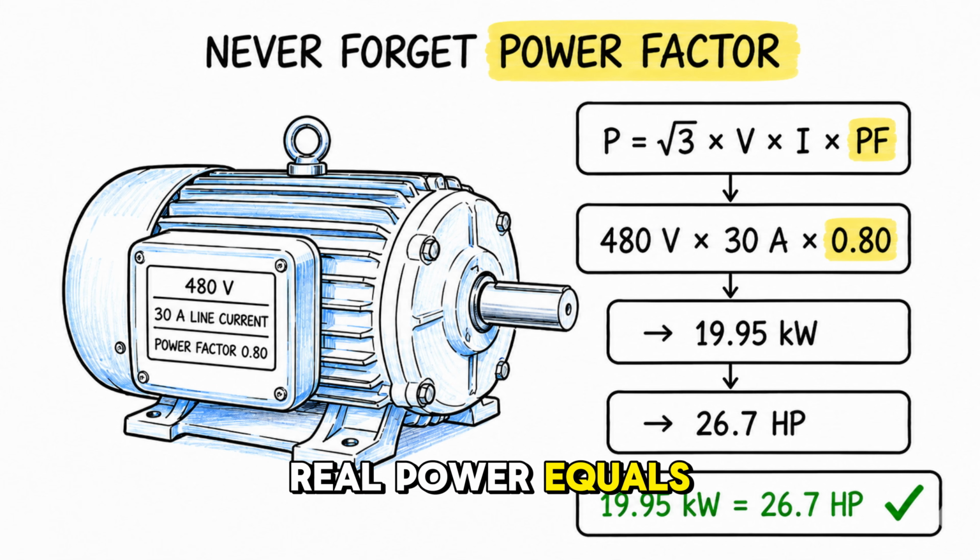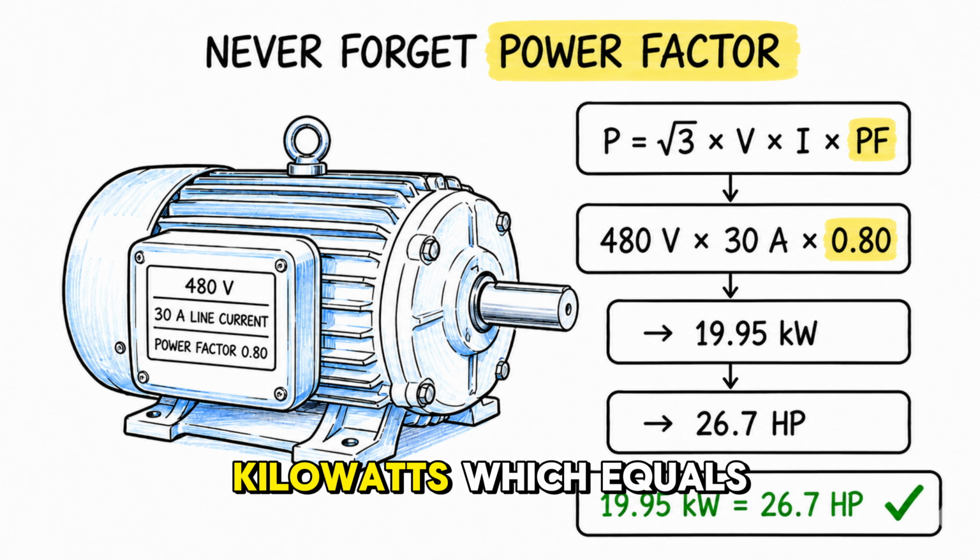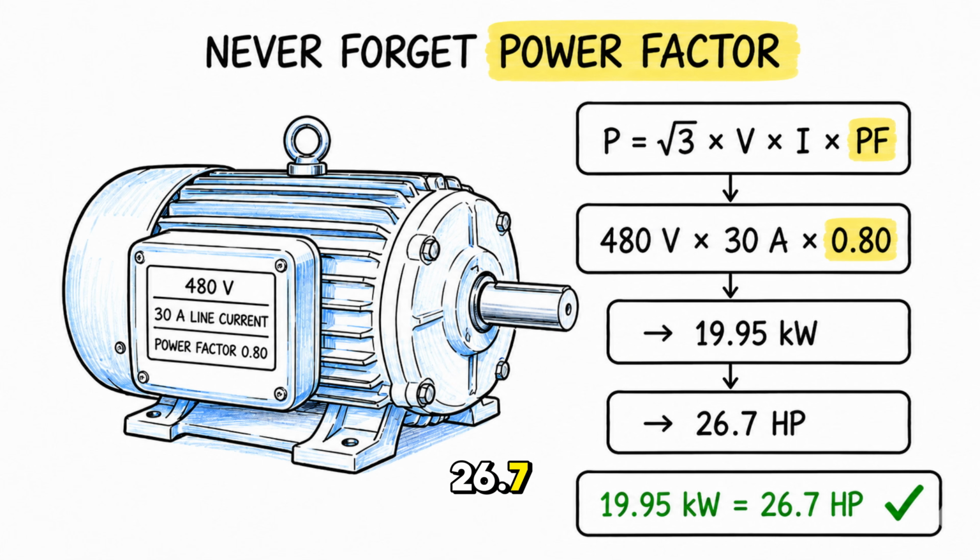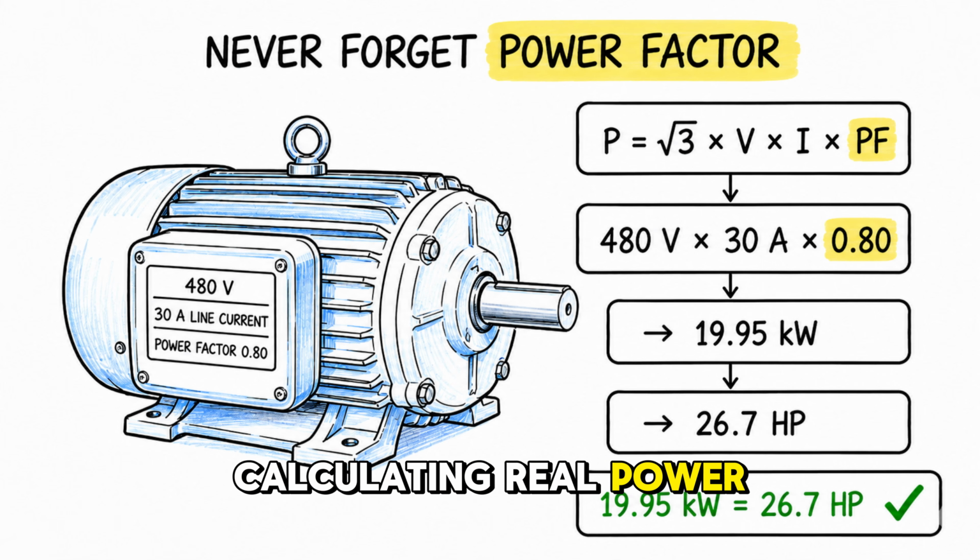Real power equals √3 times voltage times current times power factor. At 480 volts, 30 amperes and power factor 0.8, the real power is 19.95 kilowatts, which equals 26.7 horsepower. Never forget the power factor when calculating real power.